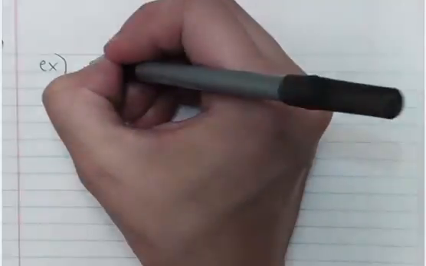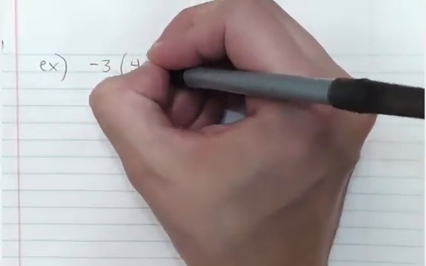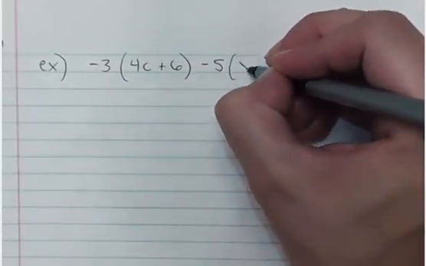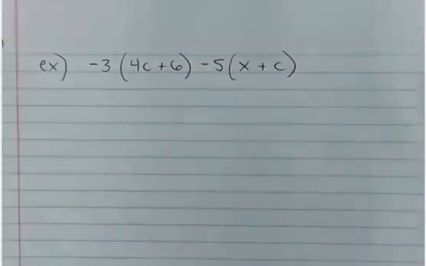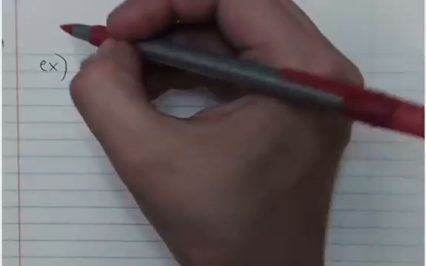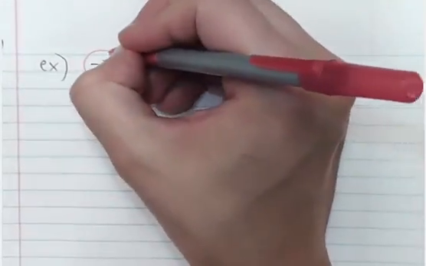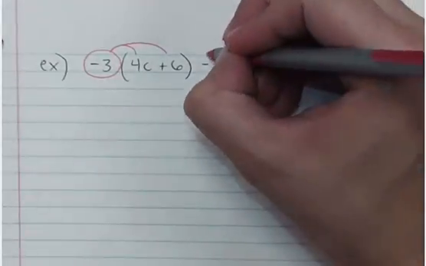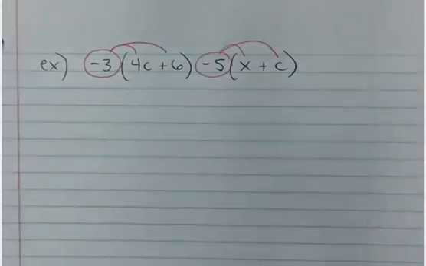So let's try this one. -3 parentheses 4c plus 6, parentheses, minus 5, parentheses, x plus c. So, if you answer these questions as I'm asking them, I'm actually distributing 2 numbers here. What would those 2 numbers be? Okay, you should have said -3 is going to go to this first parentheses, and then I'm going to distribute -5 to the second parentheses.